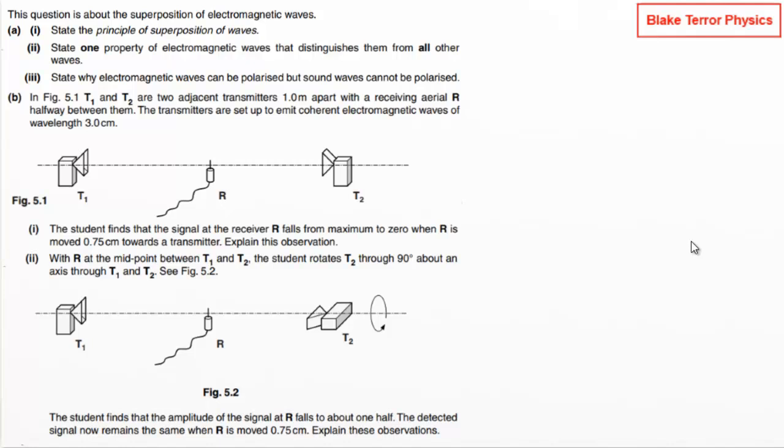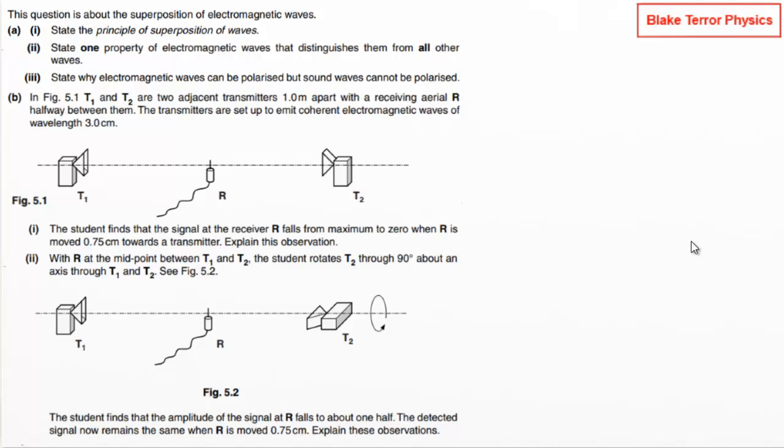So when two or more waves coincide at a point, the resultant displacement is equal to the sum of the displacements of each individual wave. So you want to say that you've got two or more waves coinciding at a point, then there's a resultant displacement, which is the sum of the individual displacements. So they're the key bits that you need to fit into that definition.